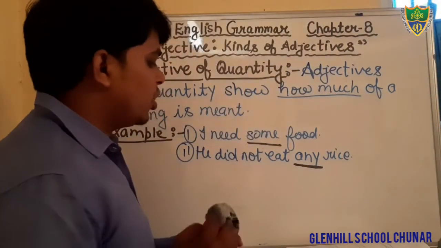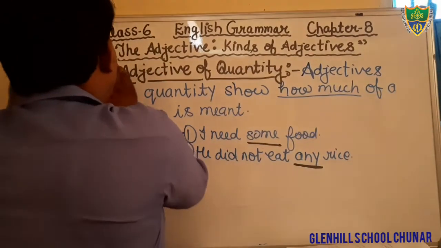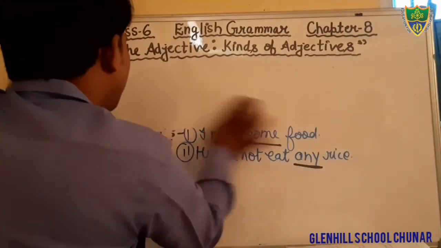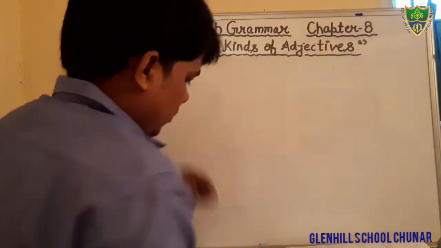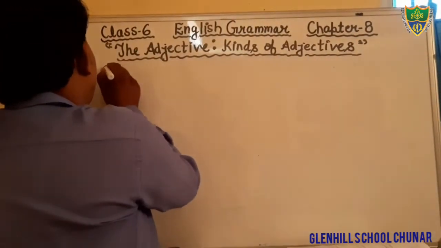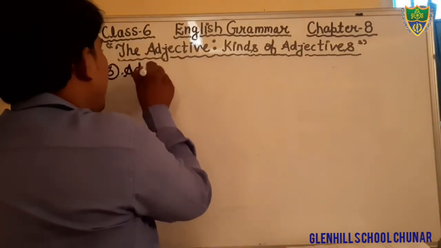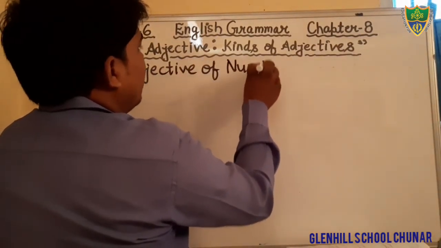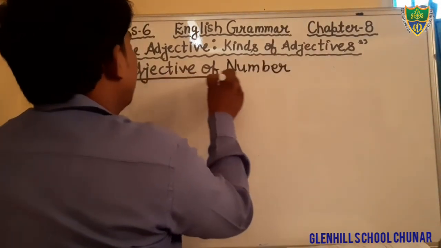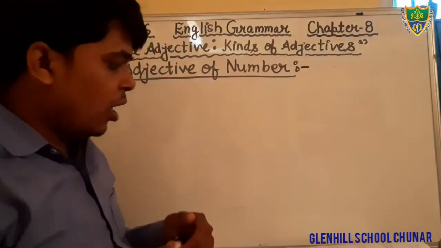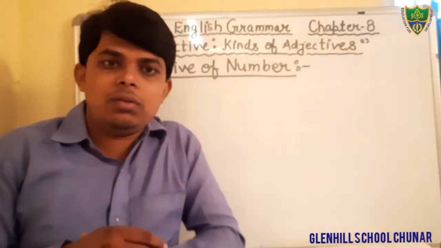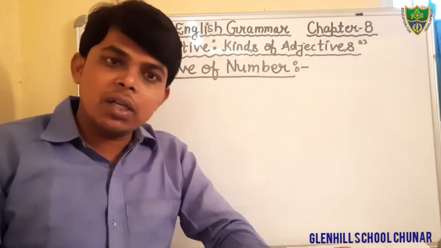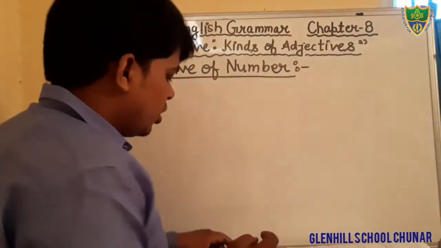Come to the next heading, that is adjective of number. Yes, students, just put the heading adjective of number. N-U-M-B-E-R. Okay, students, just write down. Adjective of number. It tells the number. As it is written here, number. It tells the number: 1, 2, 3, 1 dozen, 1 month, 2 months. These are what? Numbers. Okay, students, just write about it.